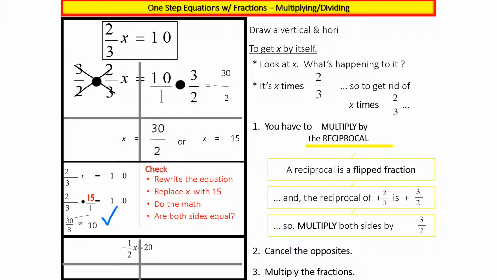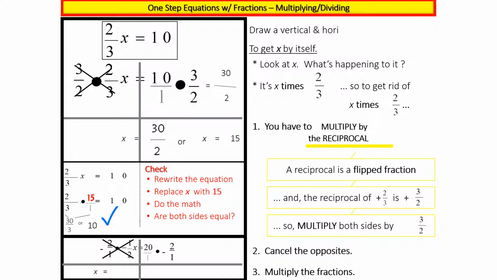So to get rid of that negative 1/2, we are going to multiply by its reciprocal. Well, the reciprocal of negative 1/2 is negative 2/1. And of course, what you do to one side, you got to do to the other. The 2's in the numerator and denominator, and the 1's in the numerator and denominator will cancel, leaving x alone.